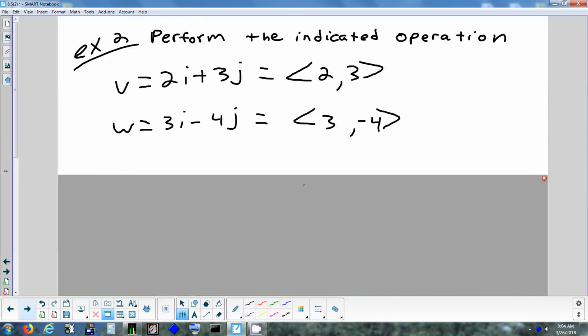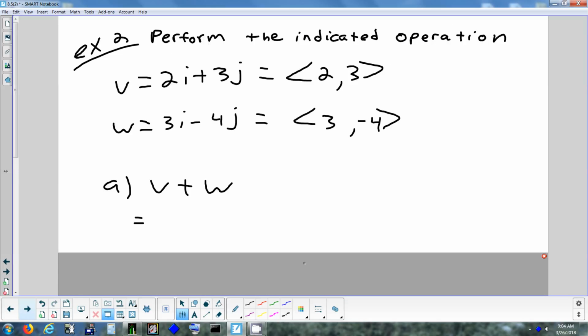Okay, so here's the vectors we're going to work with. V is 2i plus 3j. W is 3i minus 4j. And the first thing I want to do is add those up. Okay, no pictures. Don't draw anything. You don't need graph paper. We're going to do it numerically. Okay, let's start by writing the answer in unit vector notation, and then we'll write it the other way.